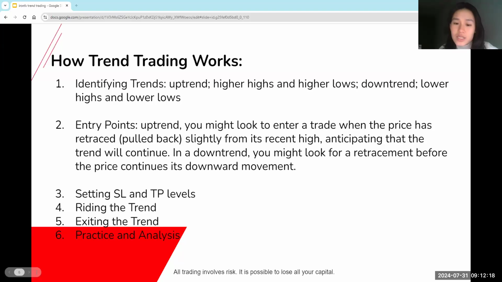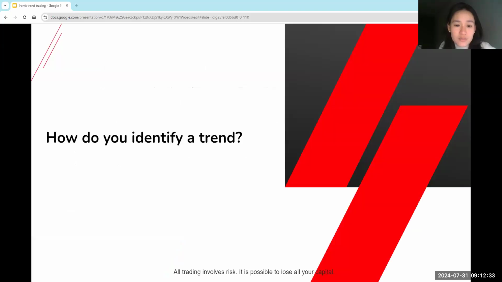And lastly, practice and analysis. This is pretty straightforward: just refining your technical skills, setting your charts, and staying updated on your fundamentals and market news and events that could also impact currency prices.